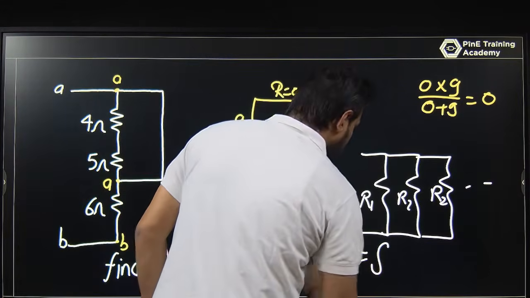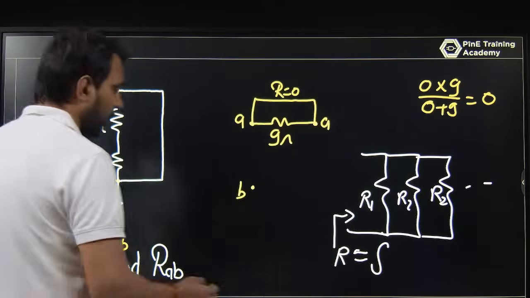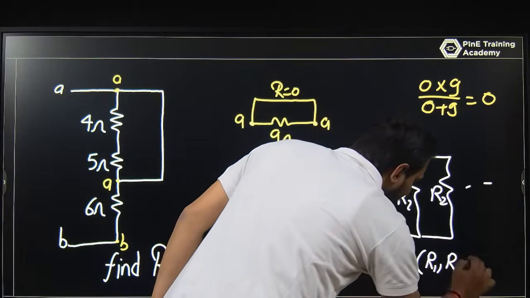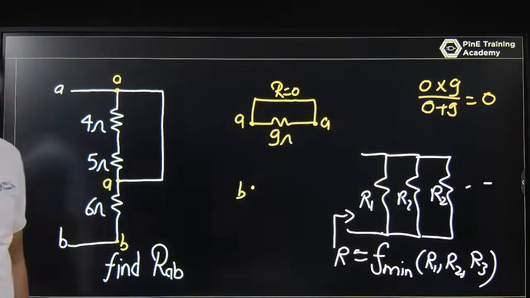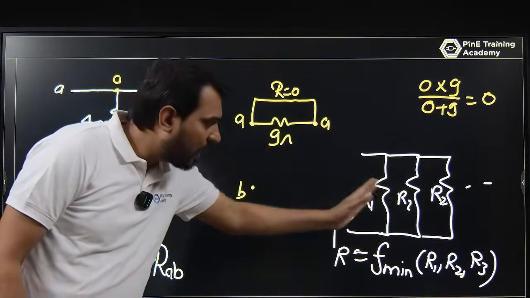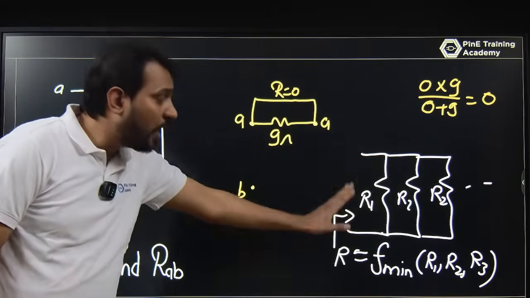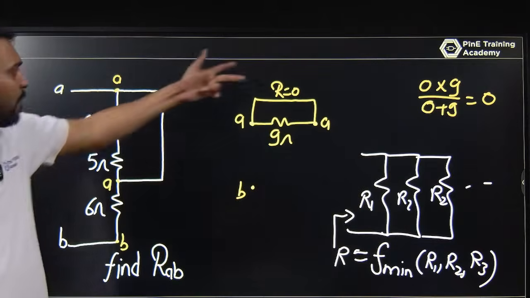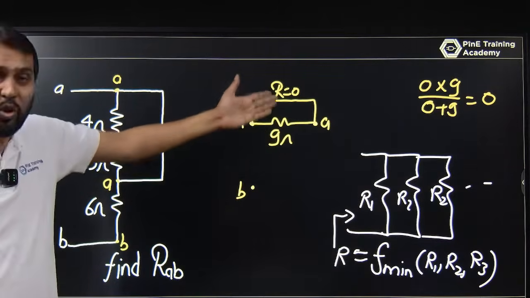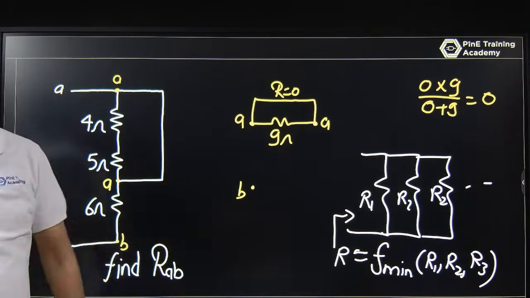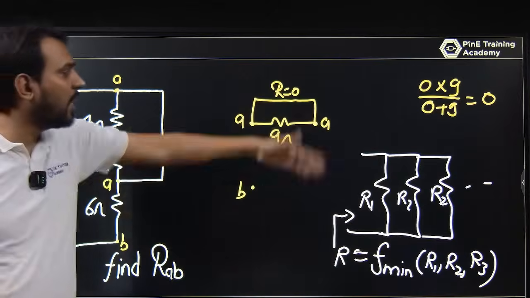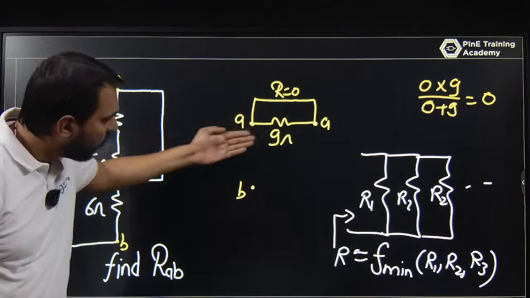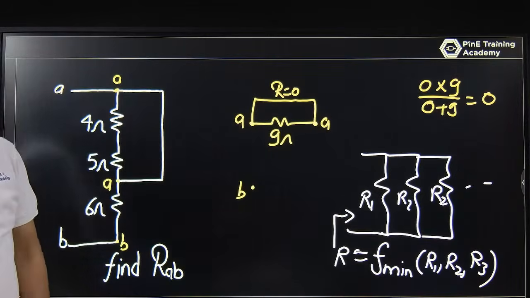R is the minimum of R1, R2 and R3. If you have R1, R2, R3, any value, the R should always be less than or equal to the minimum value of them. So you have a 0 ohm, you have a 9 ohm. The value is 0 ohm, the equivalent is 0 here. Or you can write in this way that current always passes through the short circuit path. So the current will not pass through 9 ohm, current always passes through the 0 ohm.